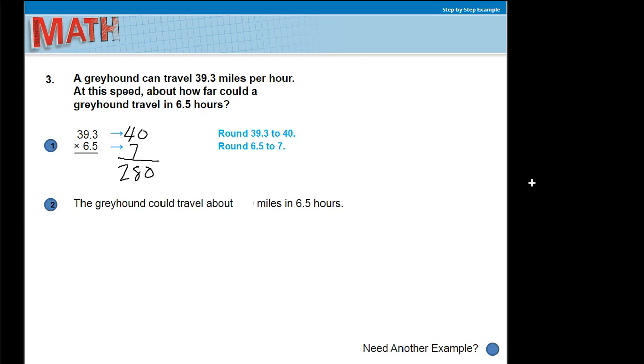So I know that these are easy numbers. I know that's what they're multiplied to. So you don't want to try to have to do all this different math. It's going to be way too complicated. So we're going to know that our Greyhound can travel about 280 miles in 6.5 hours.